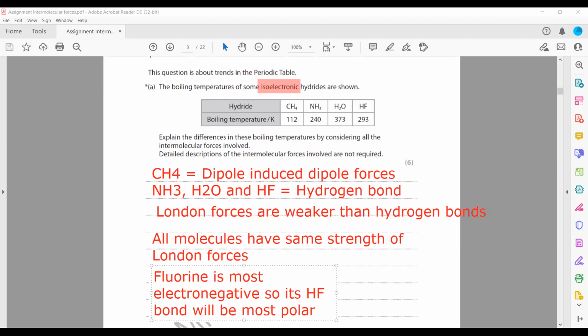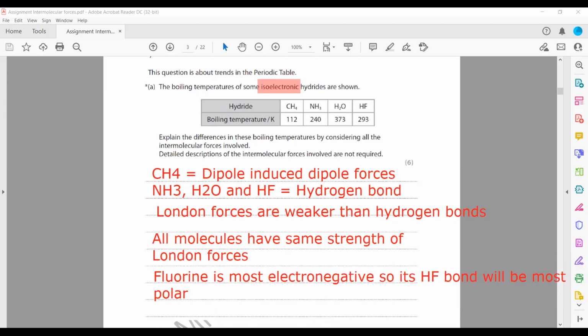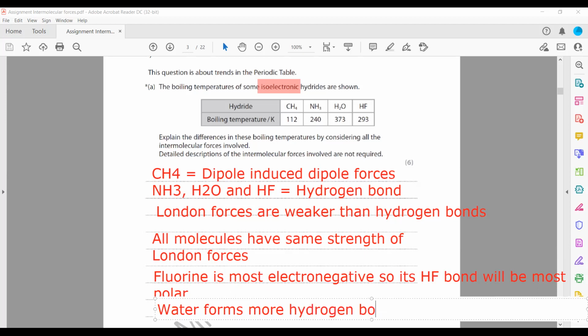And then why is water having the highest boiling point here? Because the water molecule has more hydrogen bonds. So water is having the highest boiling point because water forms more hydrogen bonds compared to HF and NH3. Is the discussion clear?